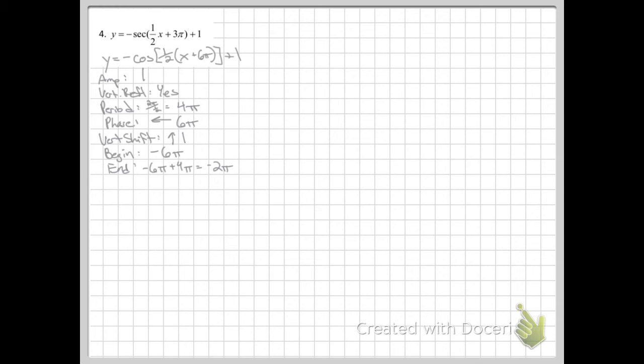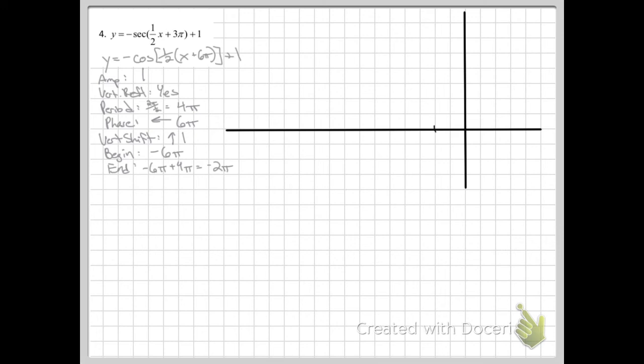Vertical shift is up 1, so it's going to begin at negative 6 pi and end at negative 2 pi. So everything's in the negatives. So our y-axis should be way over here. That's good. And then -6 to -2, and it's going up 1. So maybe right here seems like a good spot. I need to leave myself enough room to get from 0 all the way to -6.